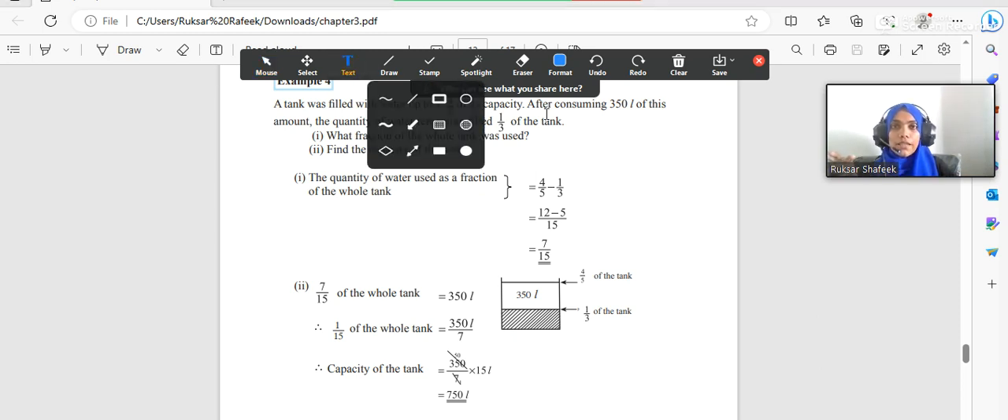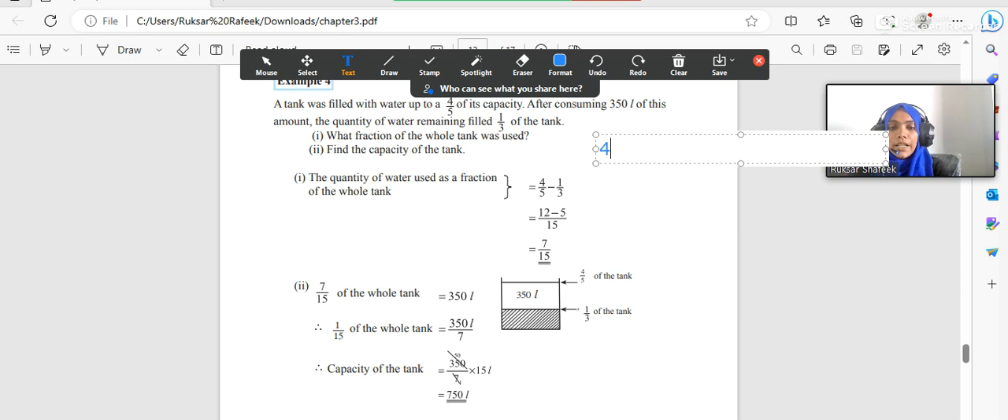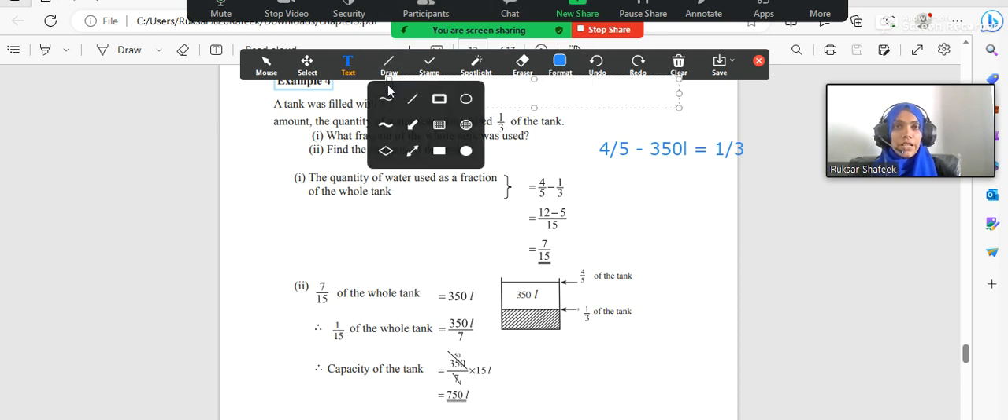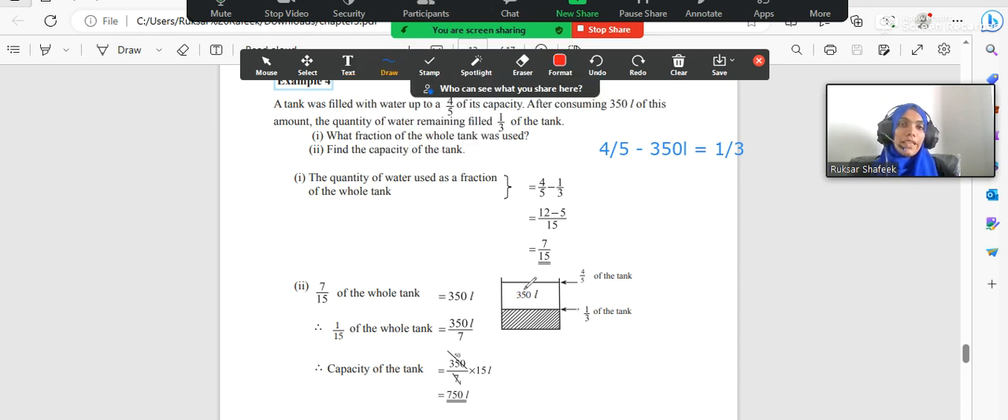So if I have to show that, to get a better understanding, it's 4/5. From that you subtract 350 liters. So we have fractions and liters together in this, just to give you an understanding. And now we have 1/3 of the fraction remaining. So basically the amount that 350 liters is equal to, if I have to show that as a fraction, is from 4/5 you subtract 1/3. From 4/5 if I subtract 1/3, I get the fraction that shows how much water has been used. Because initially I had 4/5.